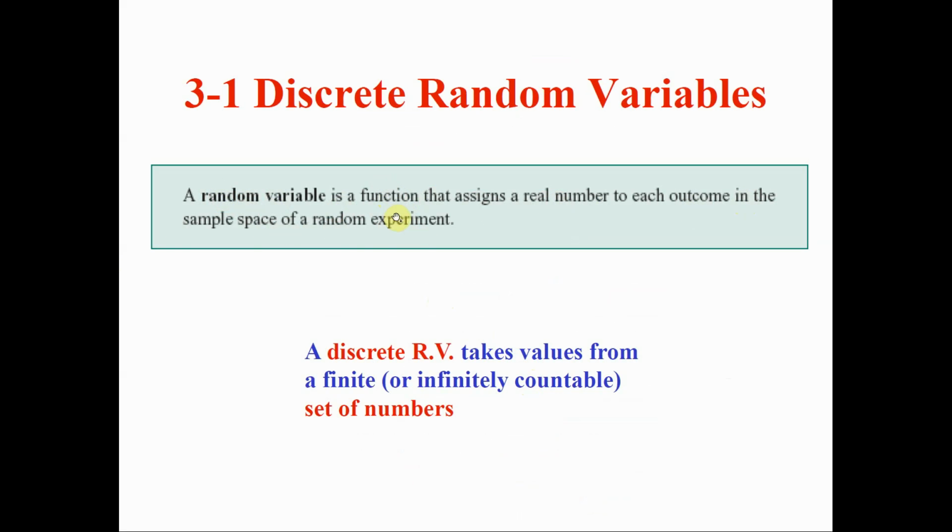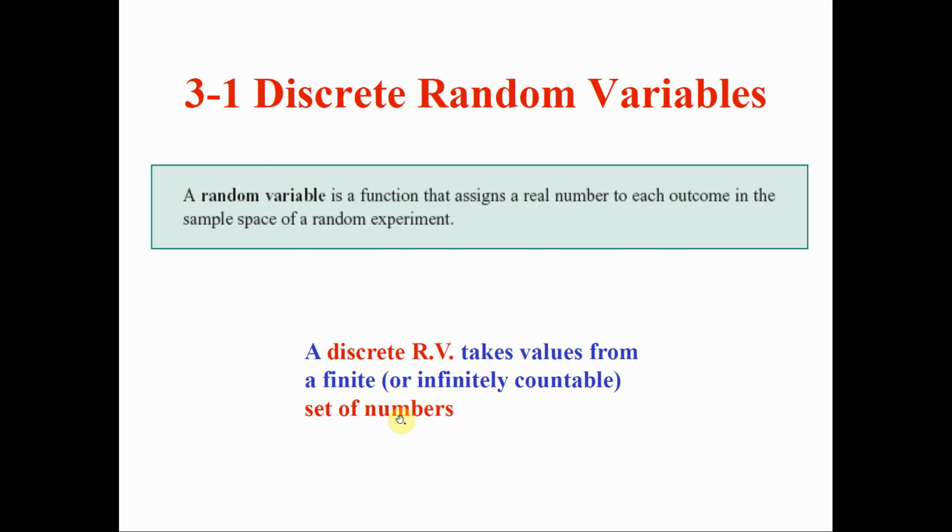So we have a random experiment that has a sample space, and the sample space has outcomes inside the brackets. Each one of the outcomes is mapped to a real number. That's what a random variable is. A random variable is said to be discrete, so we have a discrete random variable, if the values are taken from a set of numbers.